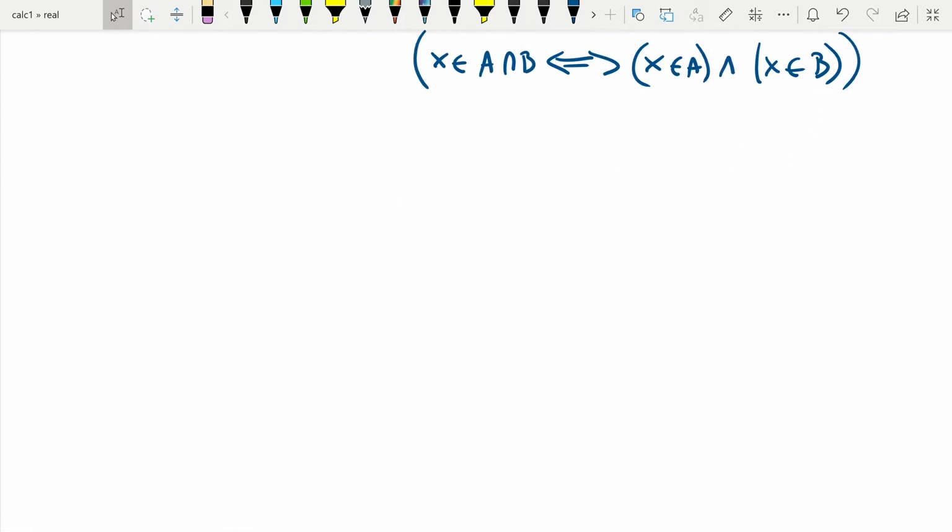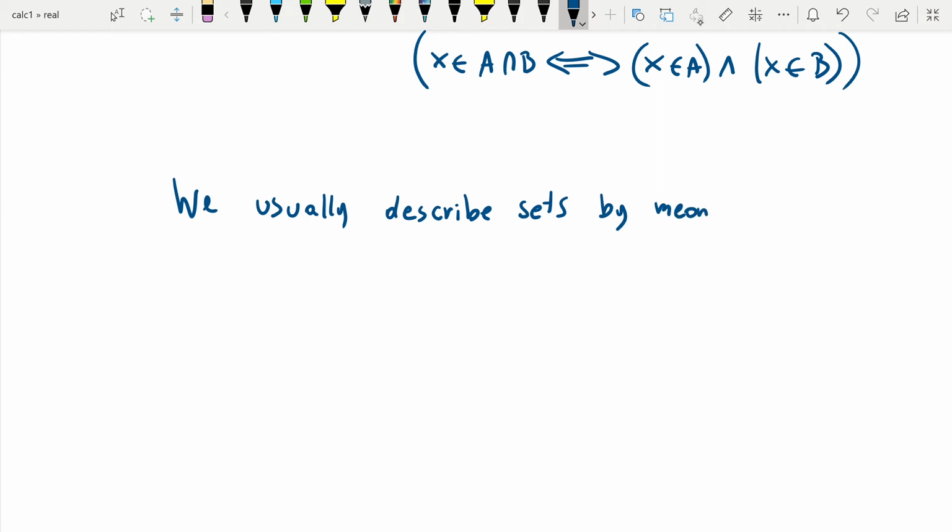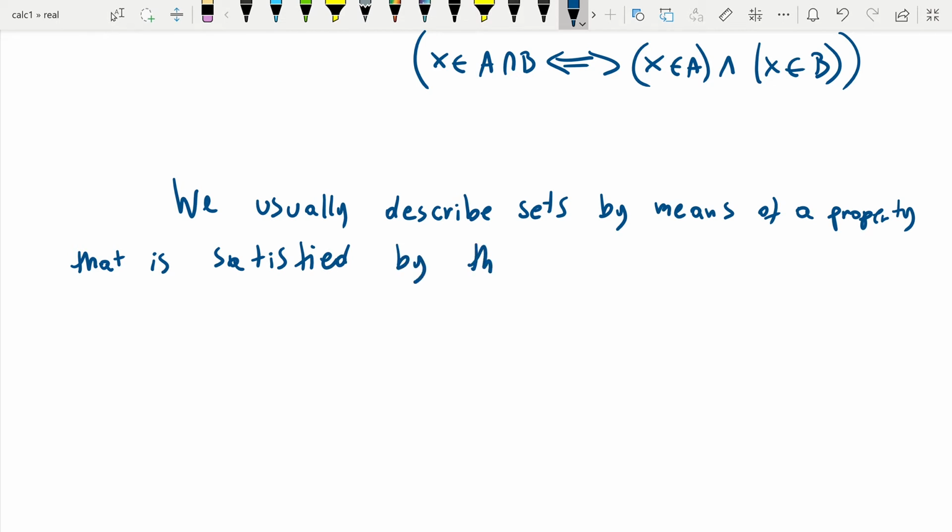Now, the way we usually present sets, we usually describe sets by means of a property or proposition that needs to be satisfied by the elements in the set.